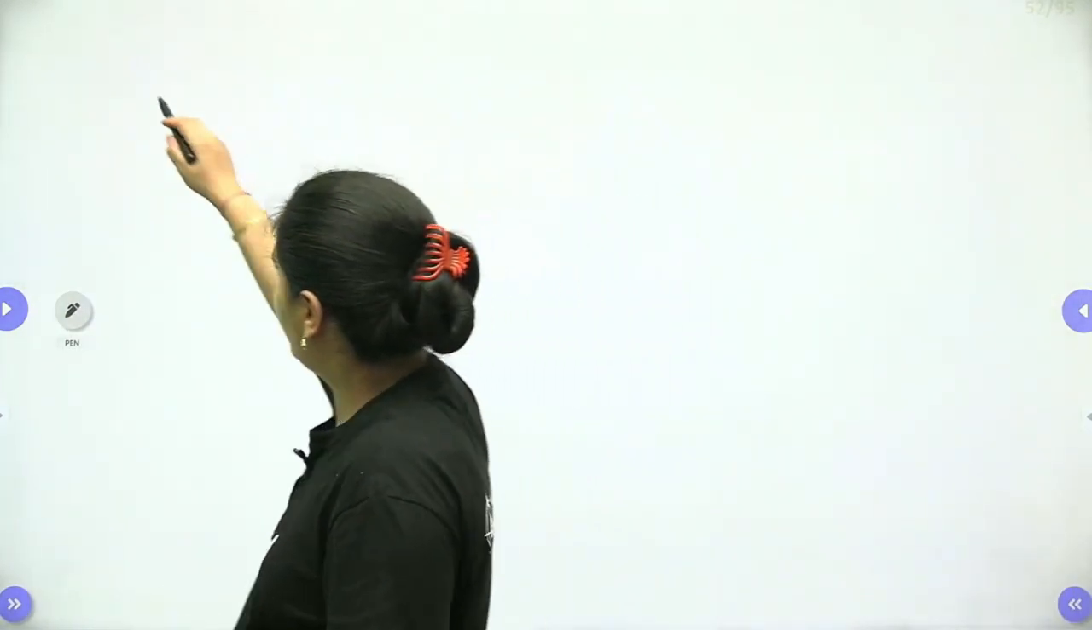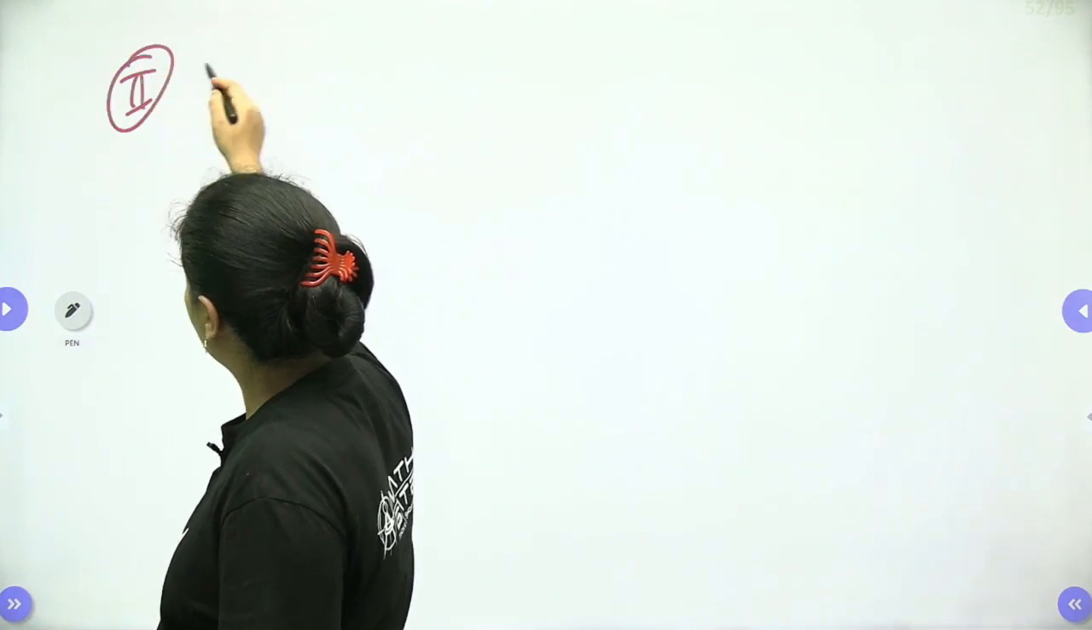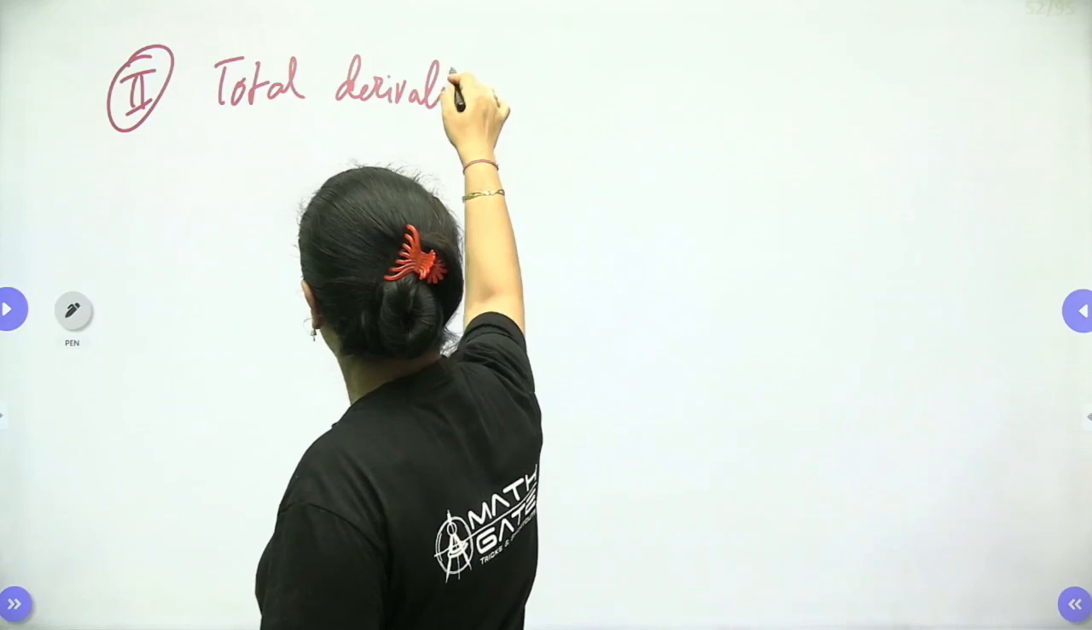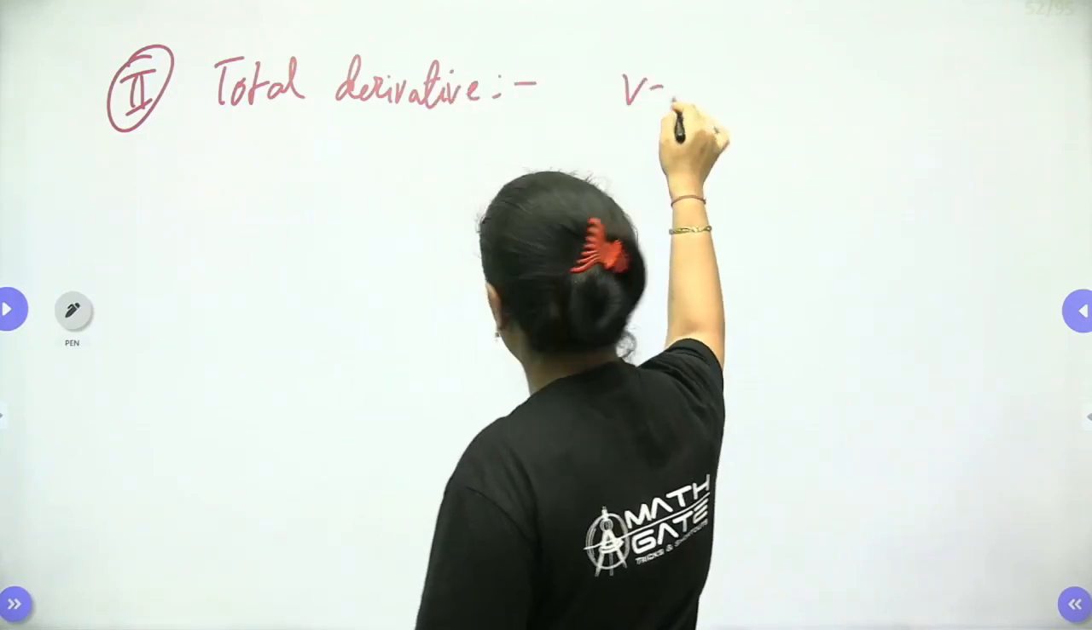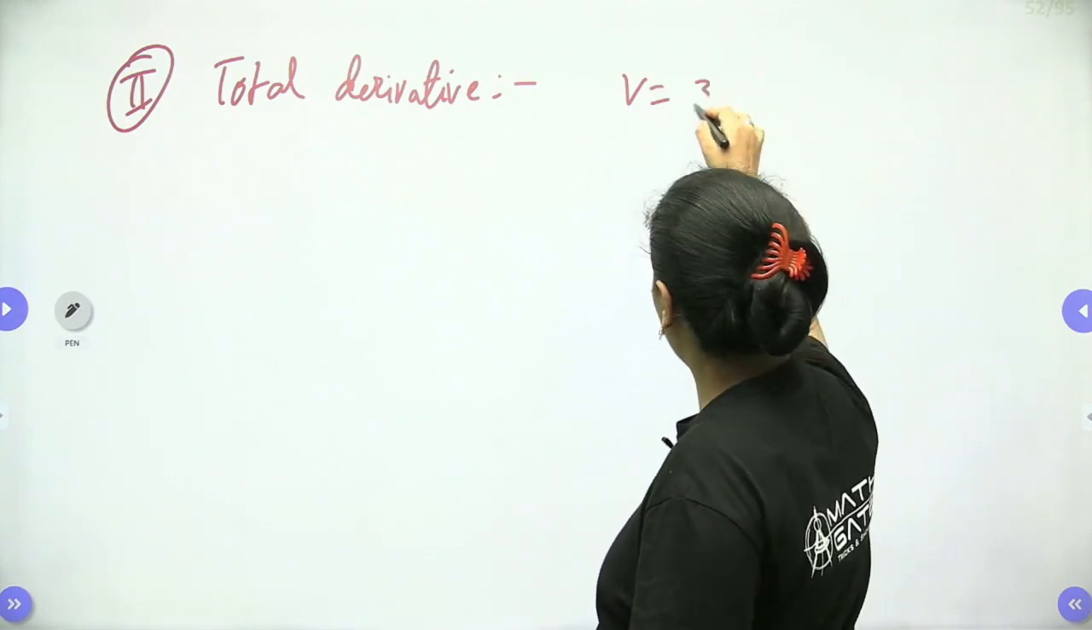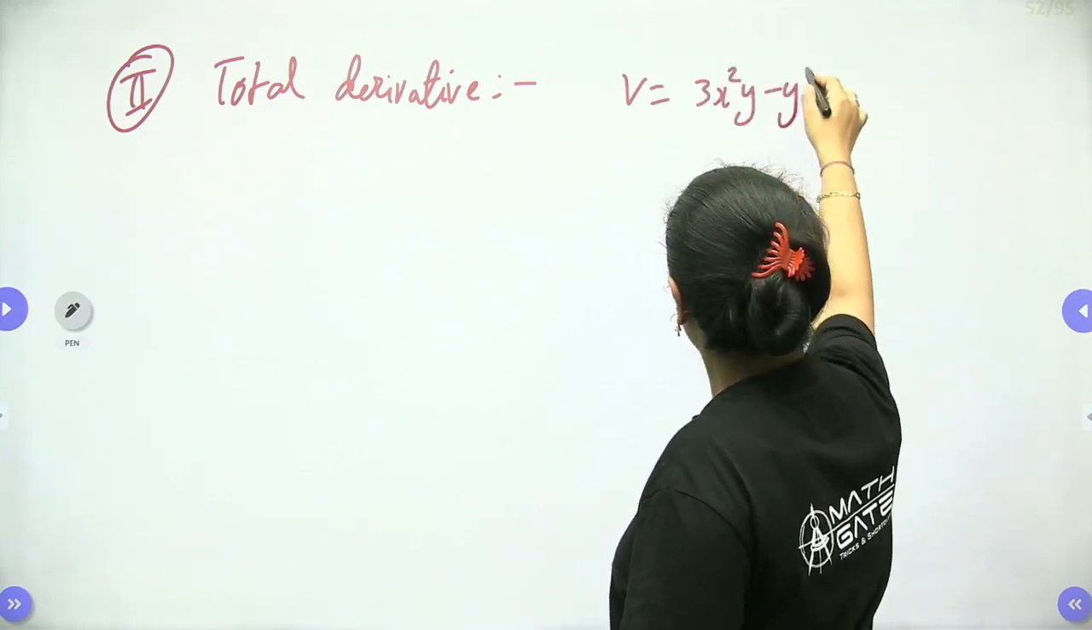The second method is the total derivative method. The second is of total derivative. So let's approach here. We are having v is equal to what? Let me write down here. We are having v is equal to 3x square y minus y cube.